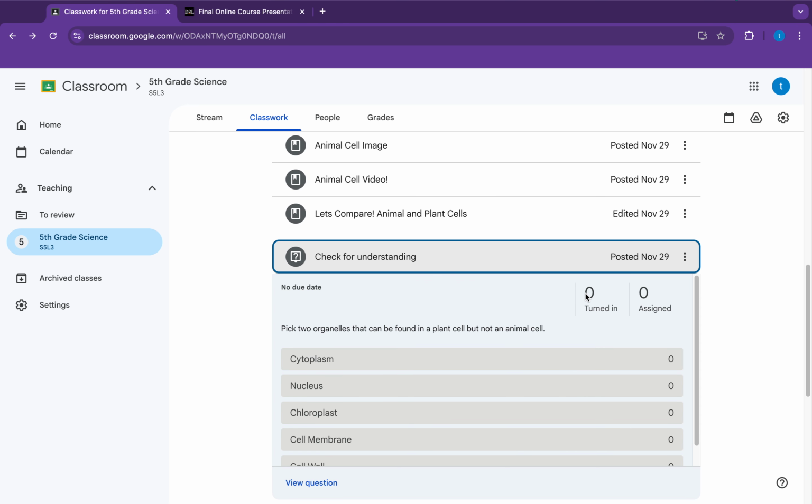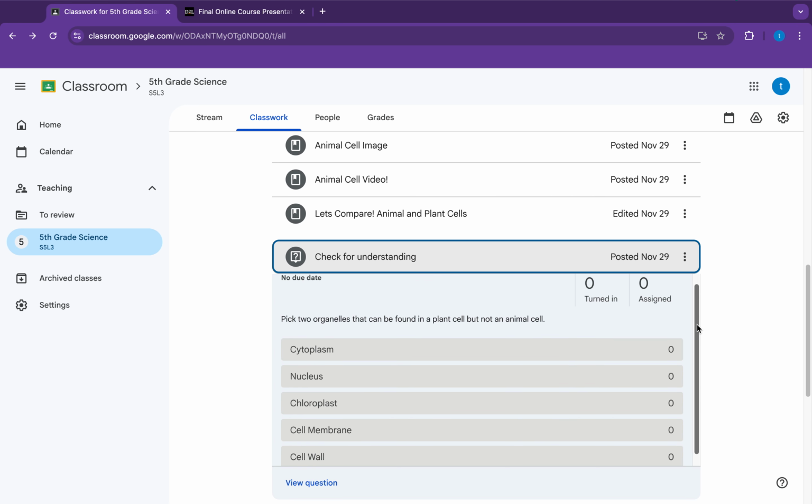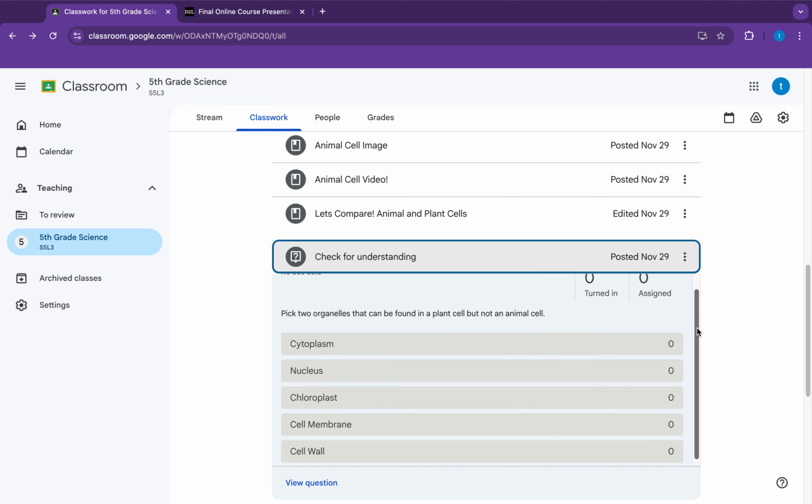A quick check for understanding is there. This allows at least for 2 picks involved. Pick the 2 organelles that can be found in a plant cell, but not in an animal cell. I have this placed under the animal cell one, just because now we've gotten through all our content for the animal cell. They should have a better understanding.